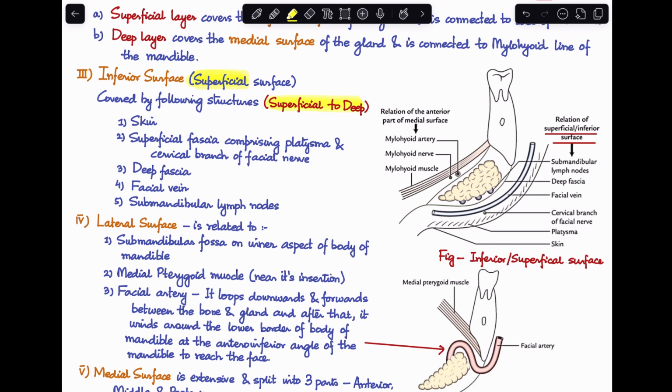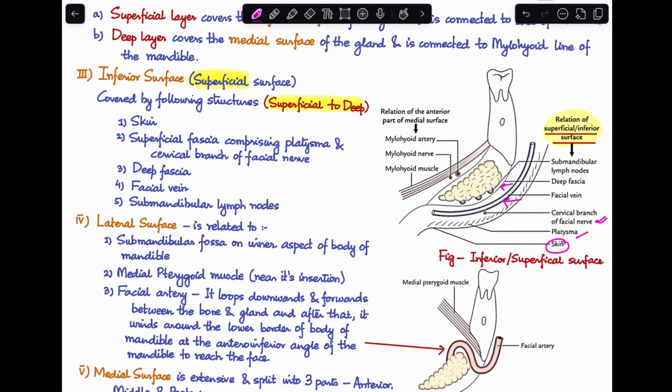Let's look at the first image over here. These are all the relations. First of all, we have skin. Then we have the superficial cervical fascia, which contains the platysma as well as the cervical branch of the facial nerve. Next, we have the deep fascia.